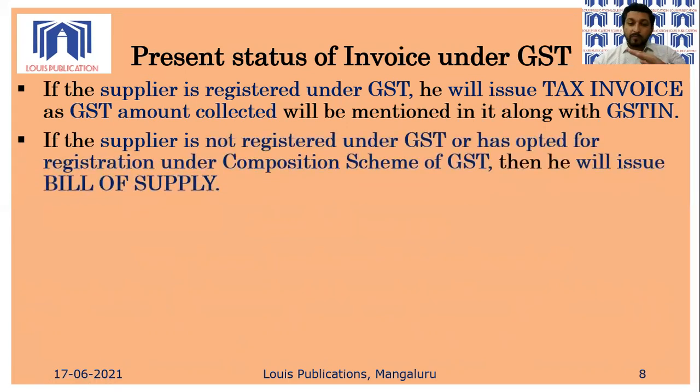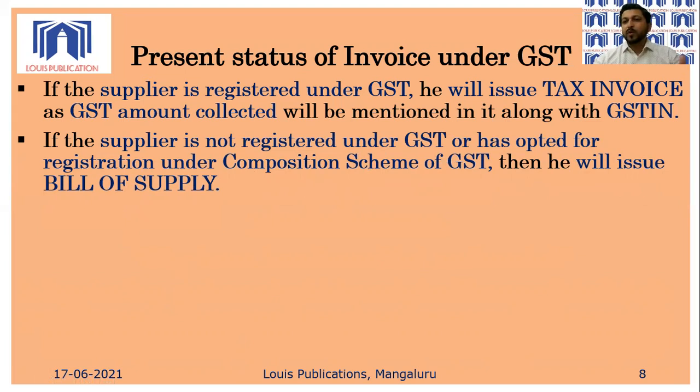The second part would be if the supplier is not registered under GST. If the supplier is not registered under GST, or if the supplier has opted for registration under the composition scheme, there are two kinds of scheme under GST registration. One is called the normal scheme, and the other is called the composition scheme. Now, if the business person has registered under the composition scheme, the rule is simple. He becomes ineligible to collect GST from his customers. So if a business person has registered under the composition scheme of GST, they cannot collect GST amount.